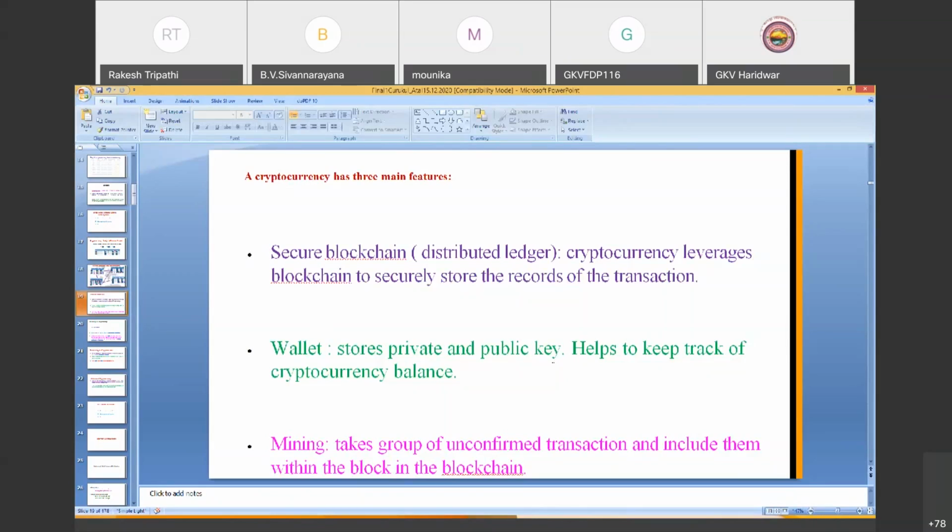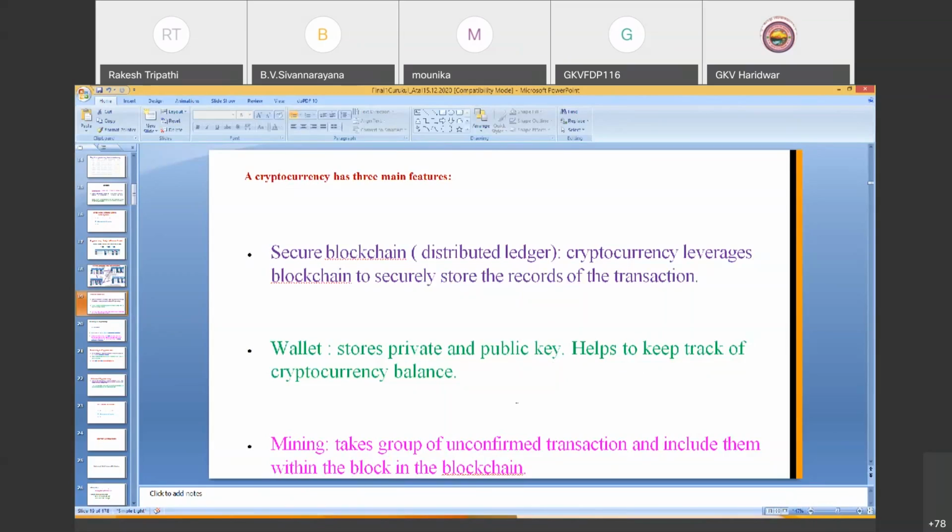Likewise, if you're doing a digital signature, then with the private key you put your signature, and with the public key people will verify your signature. You must have studied digital signatures. So it helps to keep track of cryptocurrency balance. We'll see how. And the third process is called mining.